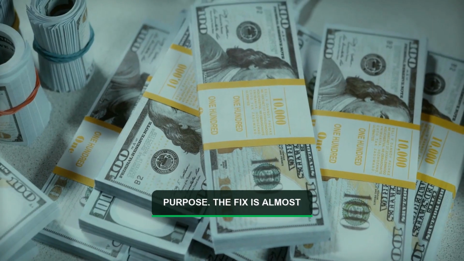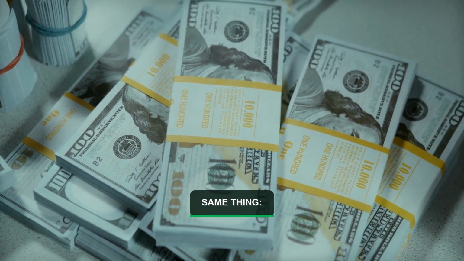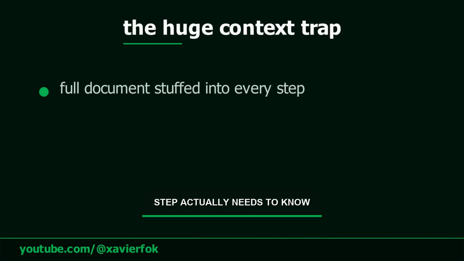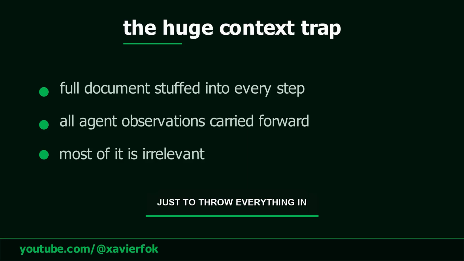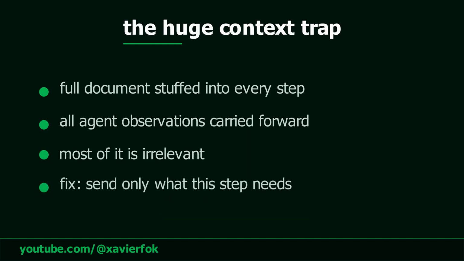The fix is almost always some version of the same thing. Figure out what the current step actually needs to know and send only that. It sounds obvious, and it is. But the easy thing to do when building fast is just to throw everything in and deal with it later. The cost of not dealing with it adds up fast.